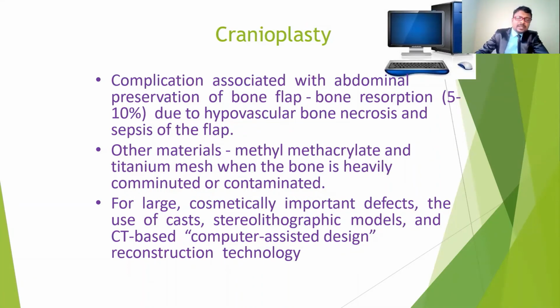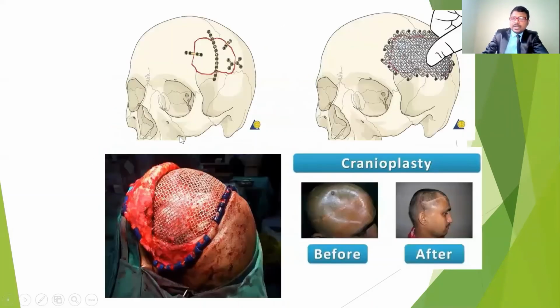In these conditions, other materials such as methyl methacrylate and titanium mesh are used, when the bone is heavily comminuted and contaminated. In case of contamination, titanium mesh is applied, and the contaminated flap is replaced along with the mesh. If you see here, this is before the treatment, and after the treatment it looks like a normal skull. There is no depression and no shallow appearance. That is the main mechanism, called cranioplasty. That means they fix it in the same place.